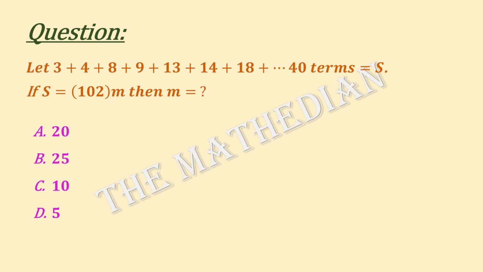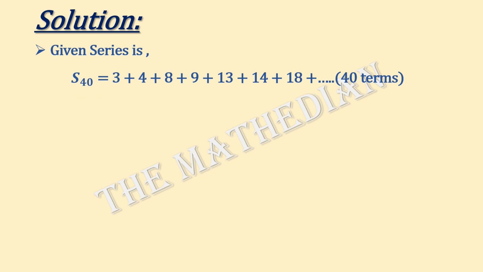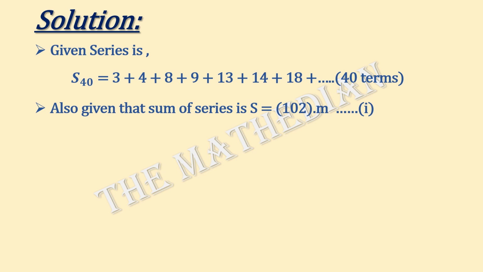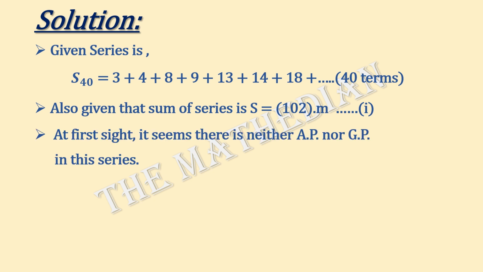Let's solve it. Here given that S40 is equal to 3 plus 4 plus 8 plus 9 plus 13 plus 14 plus 18 up to 40 terms. Also given that sum of this series is 102 multiplied by M. Say it equation 1. At first sight, it seems there is neither arithmetic progression nor geometric progression in this series.